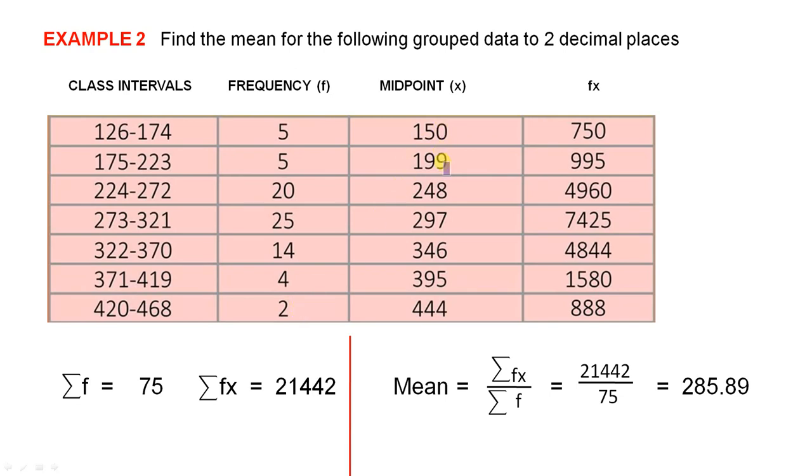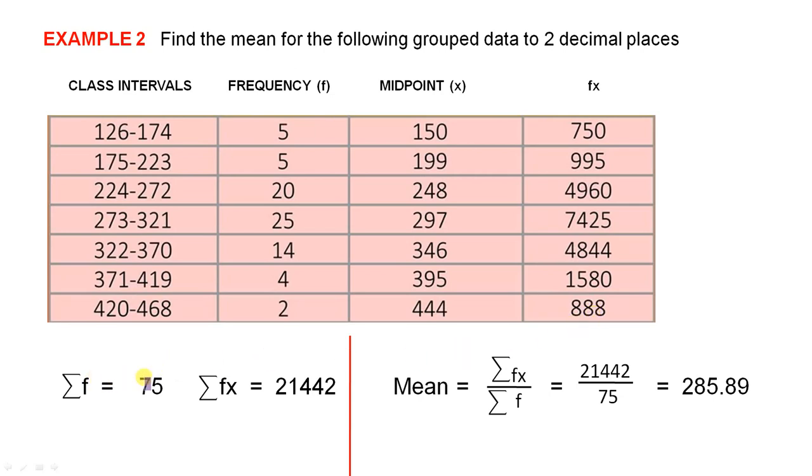If you look carefully, these are each of the midpoints. So the midpoint from 126 to 174 is 150, either midpoint or class center. That's the case for each of those. And when we multiply f times x, we get each of those answers there.